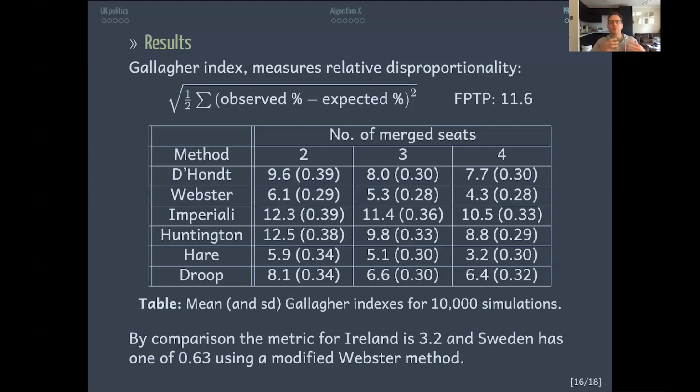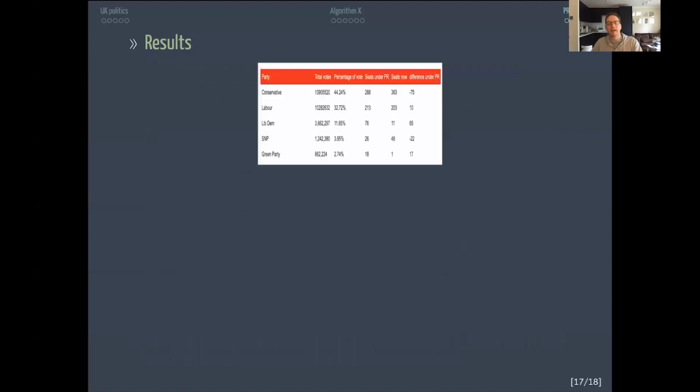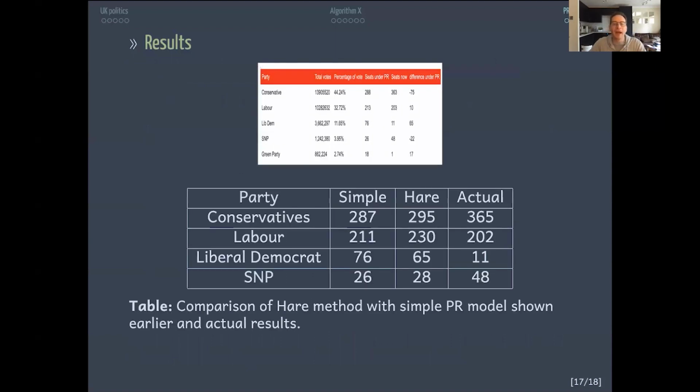So given that the Hare method does give us fairly proportional results, I thought I would compare these results with the simple model that I read in the paper many months ago with the actual election results. And just to remind you, they basically just took the percentage of votes and multiplied them by the number of seats in Parliament. And we can see here that the Conservatives, rather than 287 seats, would actually have won 295 using the Hare method.